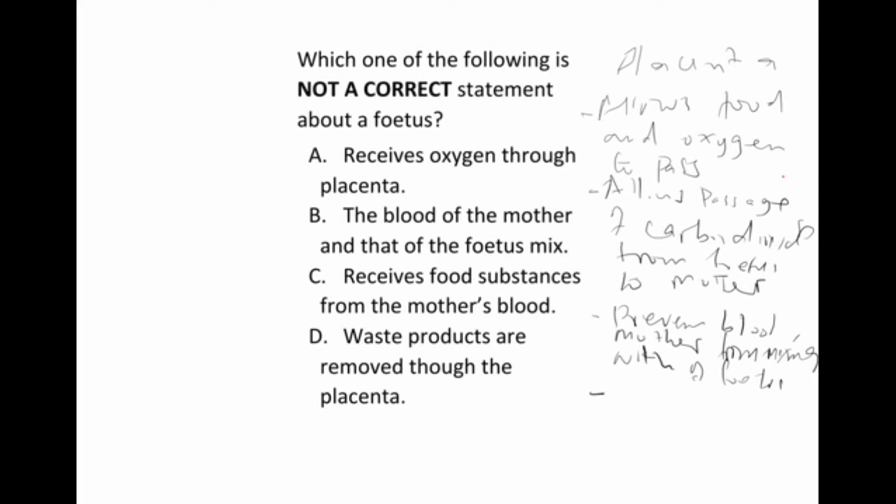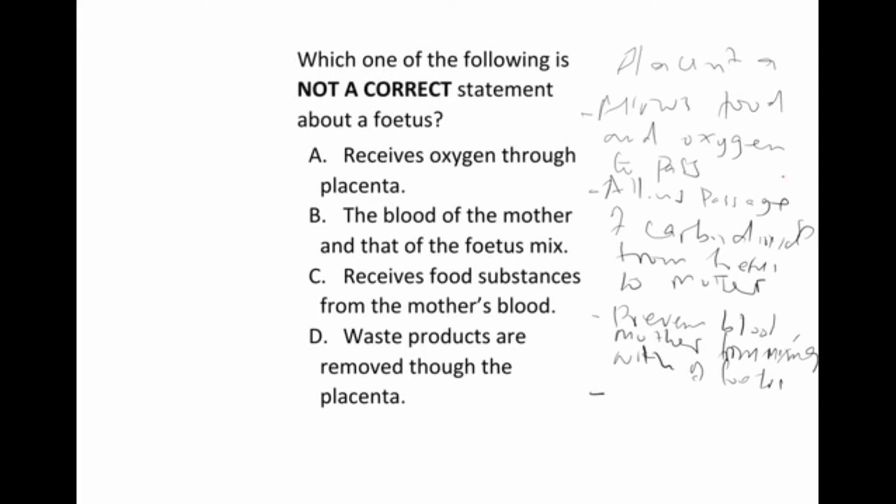So using that information now, we can easily answer the question. Look at the statement that is not correct about the fetus. A, the fetus receives oxygen through the placenta. That one is a very much correct statement. Why? It allows food and oxygen to pass from the mother to the fetus, because the fetus is a living organism and cannot survive without breathing and feeding.